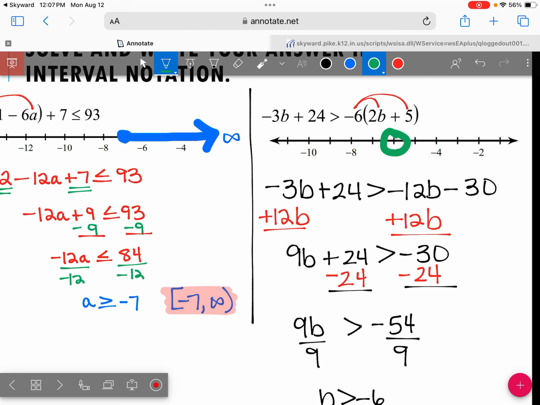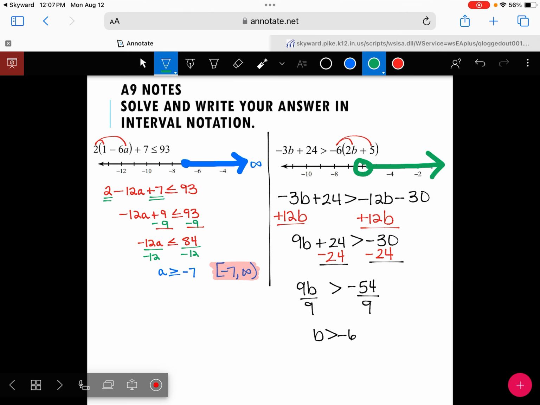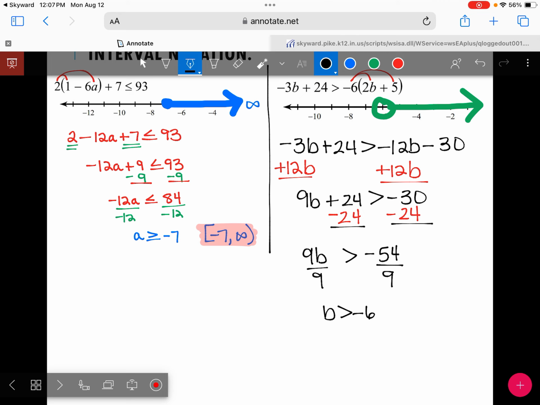Open circle on the negative 6, and it's greater than, so it's going to the right. So it would be a parentheses, negative 6 to positive infinity, close your parentheses. And that's how I will want the answer on the test. Any questions about that?